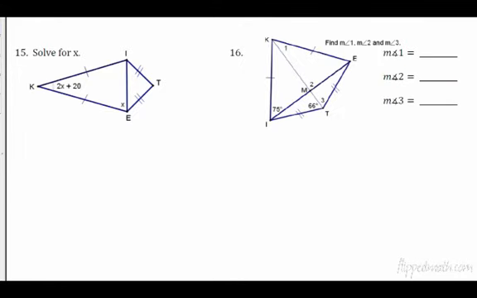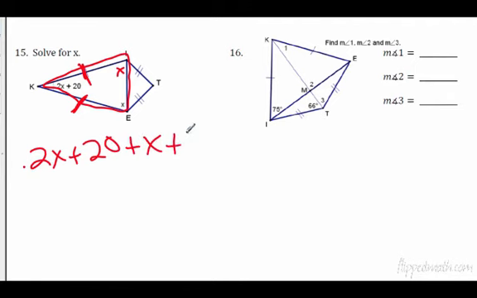Looking at 15 and 16. Whoo, this is a kite. Look at that. If this is x, then this is x. Right? You know why? Because look, isosceles triangle. Those are congruent. Base angles are congruent. So 2x plus 20 plus x plus x should all equal 180 because it's the sum of the angles of a triangle.